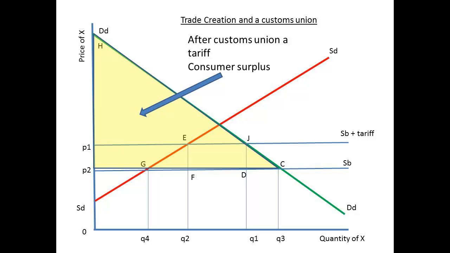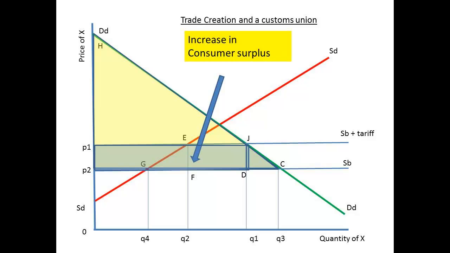Let us now look at what the increase in area actually represents. The area that we are considering is represented by P2CJP1 and is composed of a number of smaller areas. We need to consider each of these smaller areas in turn.